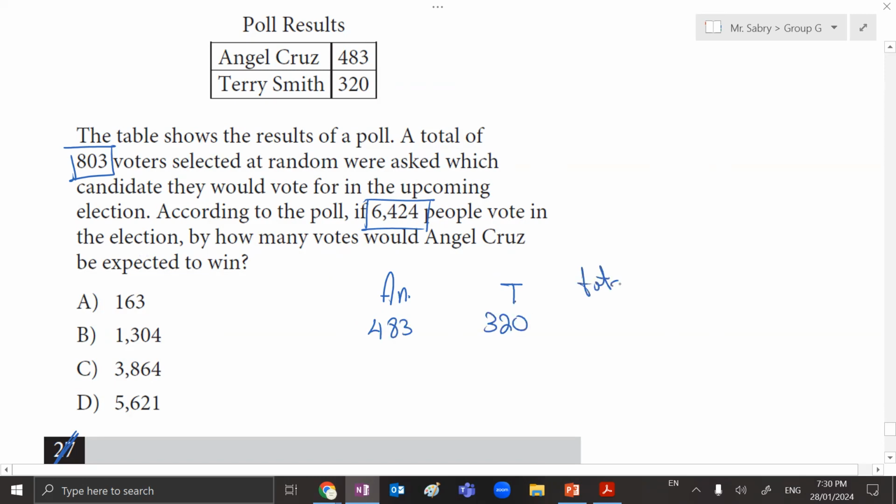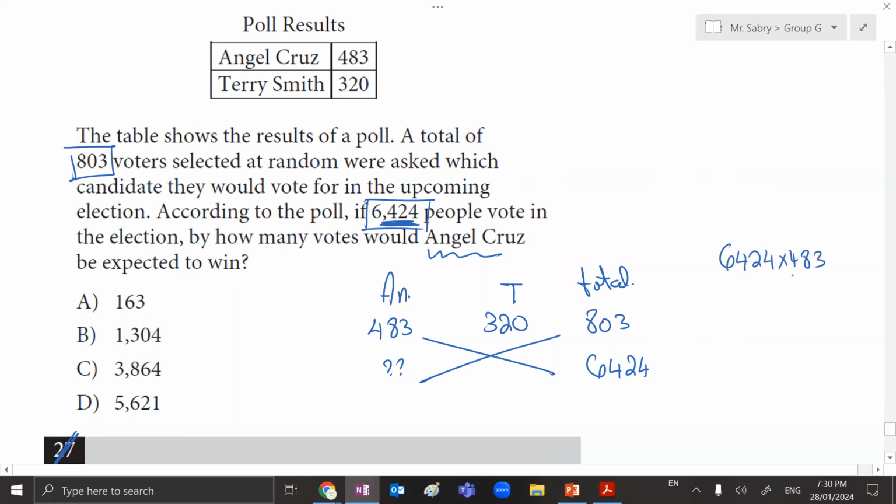There is a total here, number of voters اللي هو 803 voters. If the number of people is 6,424, so هحط تحت التوتال 6,424. I need to know قد ايه هيبقى لأنجل كروز, so I'll cross multiply: 6424 multiplied by 483 divided by 803. That will get me the expected number of people. 3864.